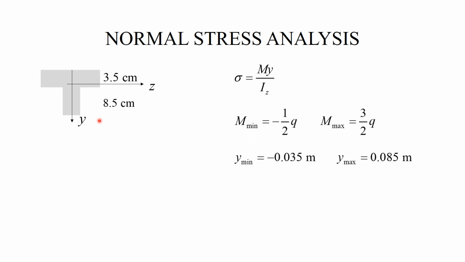From the bending moment diagram, I obtained that the most negative moment, or the minimum moment, is minus half Q, and the maximum or the most positive moment is 3/2 Q, again measured in newtons times meter. The minimum y also represents the distance to the upper fiber, and the maximum y the distance to the lower fiber. Please pay attention that I converted these values from centimeters to meters.